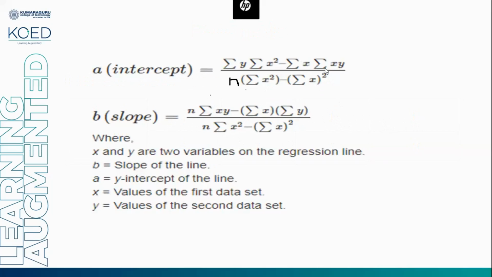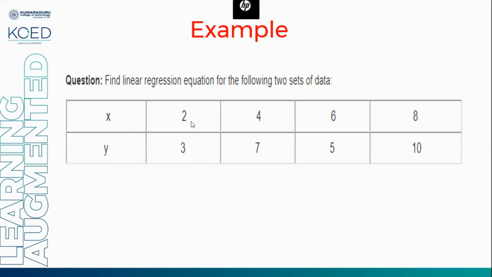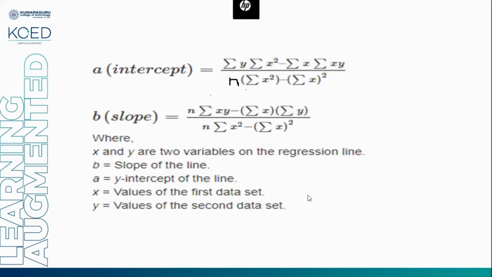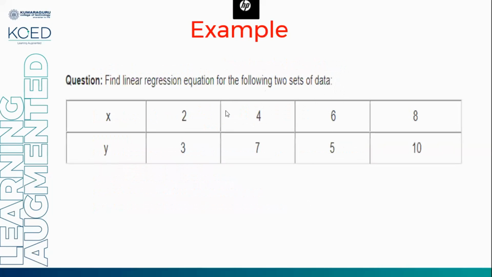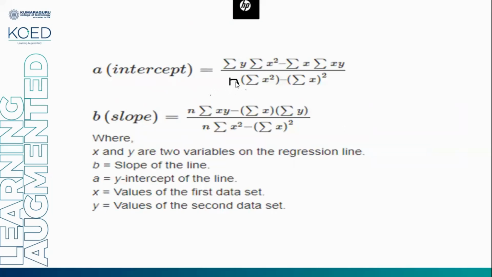Summation of x and y: we have to multiply x and y for each value, 2 times 3 is 6, 6 will be added with 7 times 4 equal 28. Likewise, we have to multiply the x and y values of all pairs and add them. That is the summation of xy, divided by n. N means the total number of values. So how many sets of values are available here? 1, 2, 3, 4. Four sets of values are available, that is represented by n.